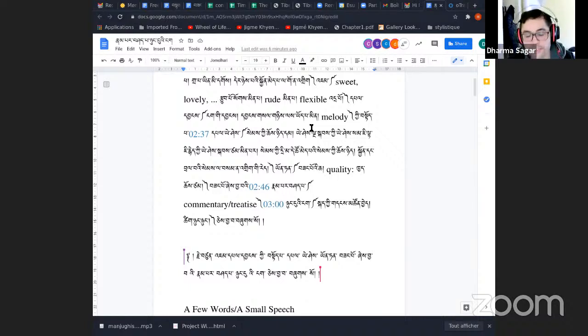And then this is further confirmed in this context, because right after yönten we have Zangpo. Zangpo is noble, and noble is always positive. So these qualities are noble qualities.